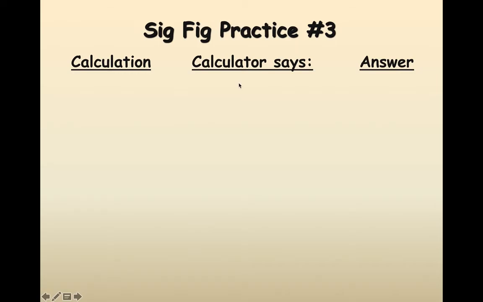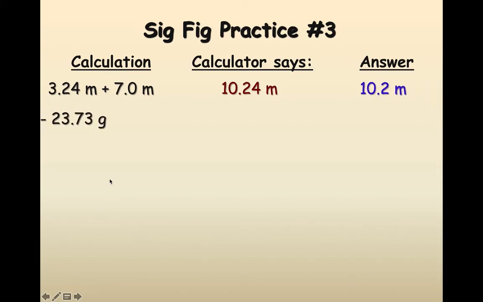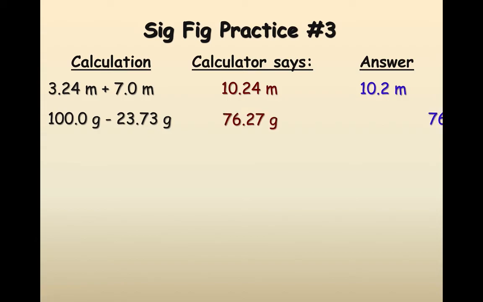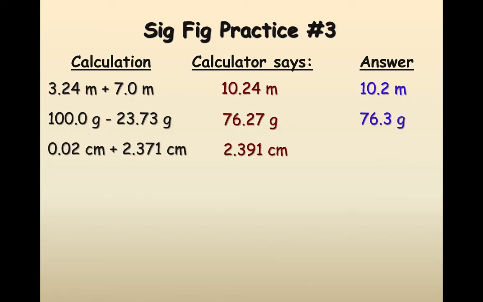Okay, so this one's pretty easy. So take a look here. That's your calculation. Your calculator says this. We have 2 decimals here, 1 decimal place there. So our answer can only have 1 decimal place. Okay, here's another one. 1 decimal place, 2 decimal places. Calculator says that. So we have to round it to this. Okay, so what would you do? With this one, your calculator says this. What are you going to report it as?